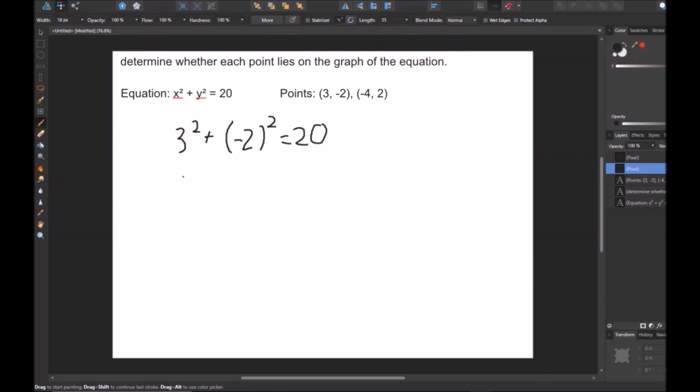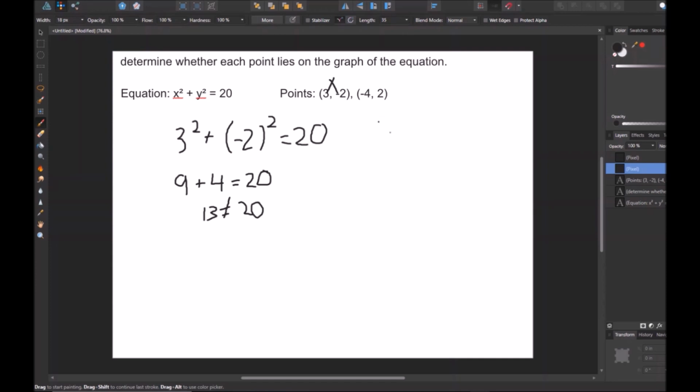So 3 squared is 9, and -2 squared is 4, and we're going to set that equal to 20. But if we look, 9 plus 4 is 13, and 13 is not 20. So 3 comma -2 does not lie on the graph of this equation.